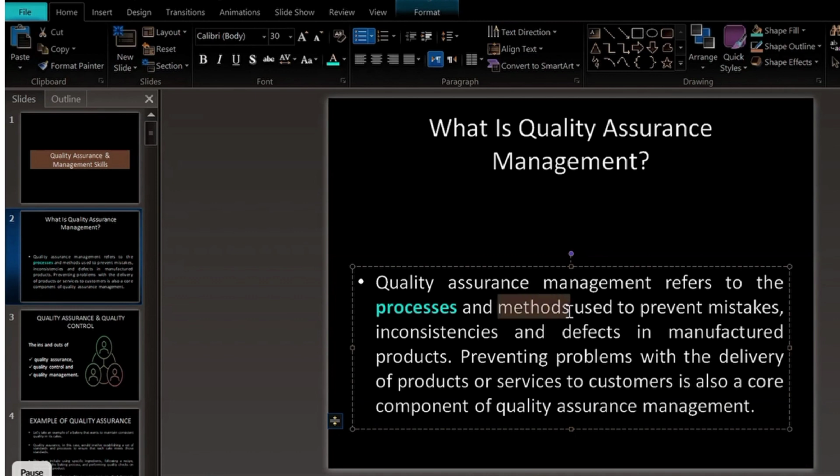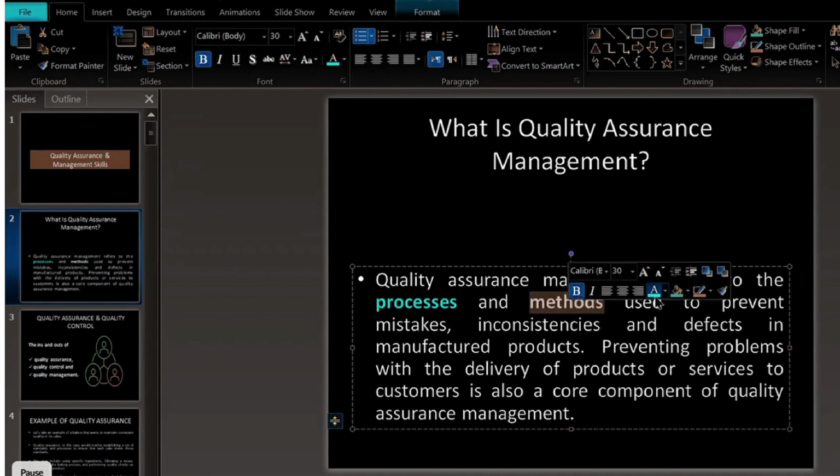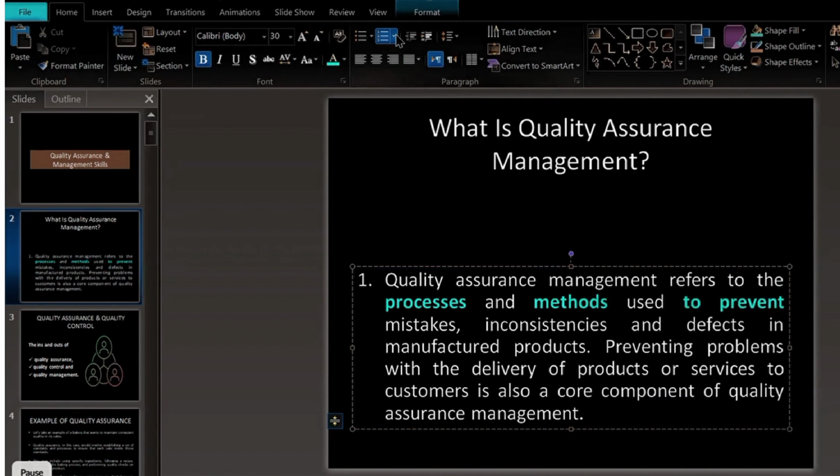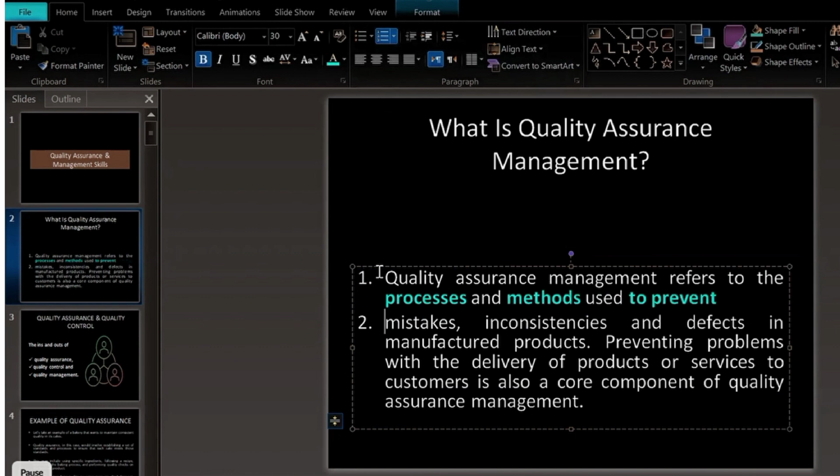And after process, the next keyword is methods. Quality assurance management, for which I'm going to use the word QAM, refers to the process and methods used to prevent mistakes. Now that is important. Why are we getting involved in this process, and why do we need to learn or adopt these methods? The reason is to actually prevent. And what to prevent? Number one, of course, to prevent mistakes is something very important. To prevent mistakes is the first point.